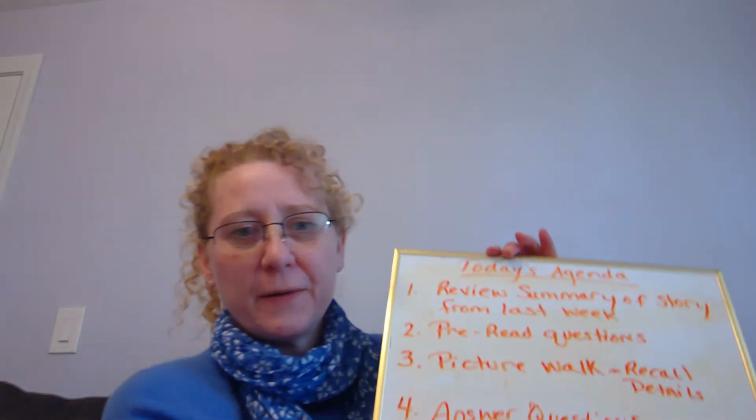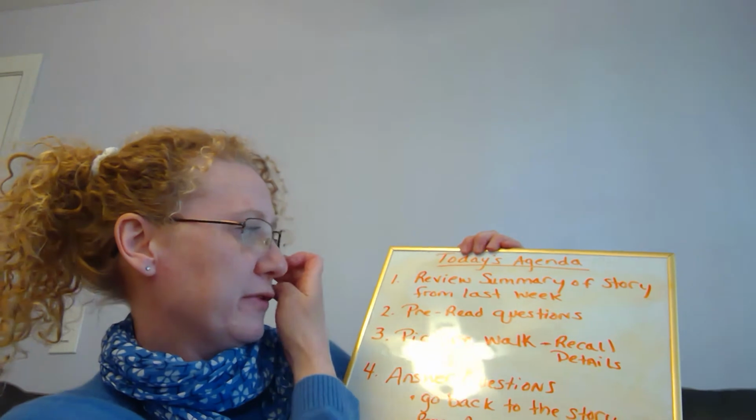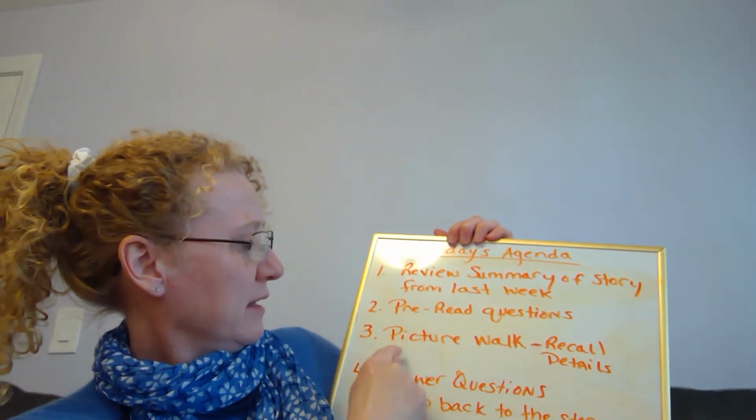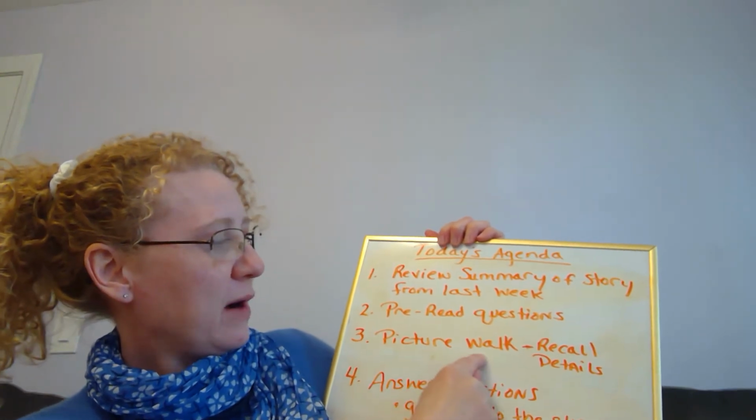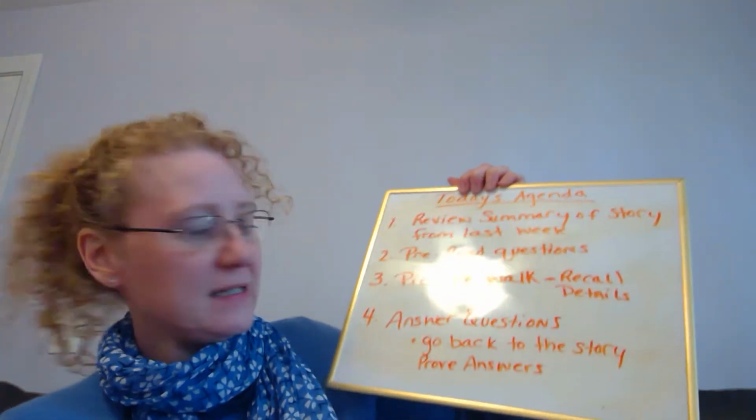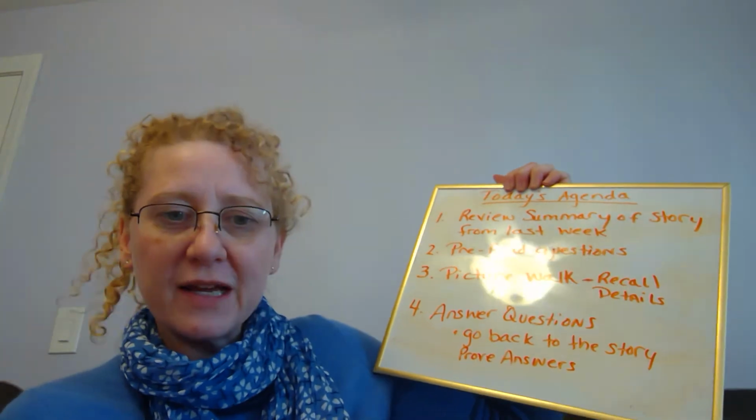But again, like I did the speech session last time, I always start our groups with my agenda. And so today's agenda is, first, we're going to review the summary of the story from last week. Second, we're going to pre-read the questions. Third, we're going to picture walk through the book that we did last time, and we're going to try and recall specific details. And four, we're going to answer the questions and go back to the story to prove our answers.